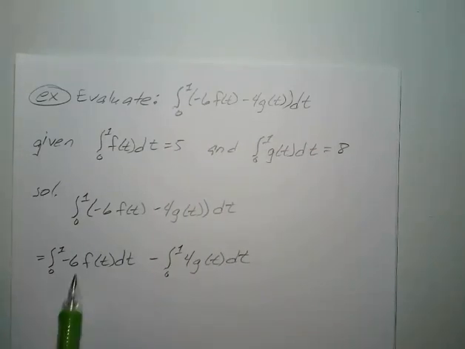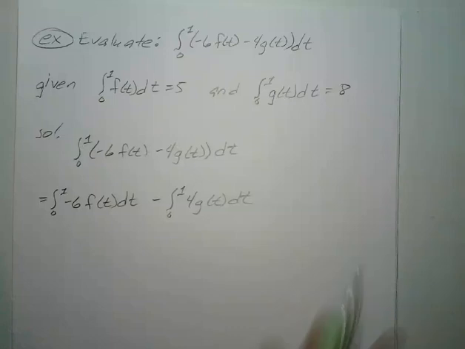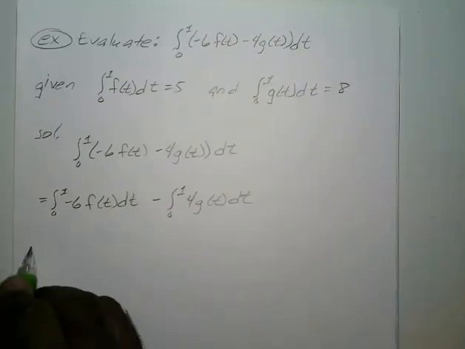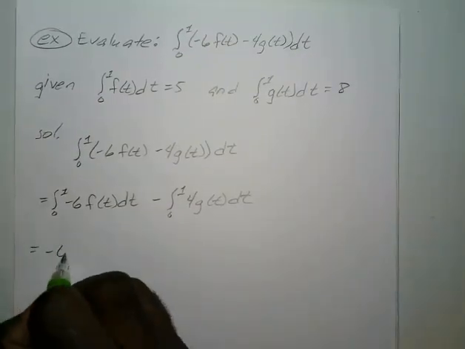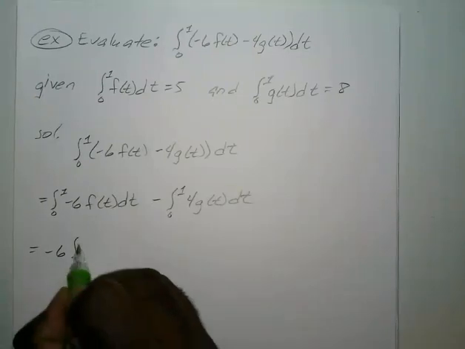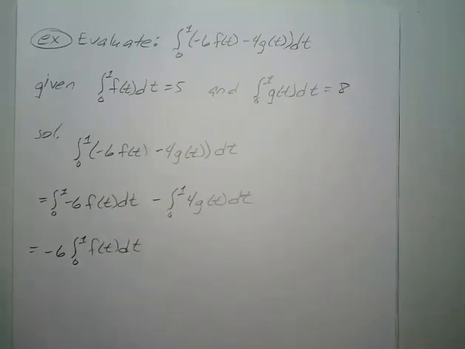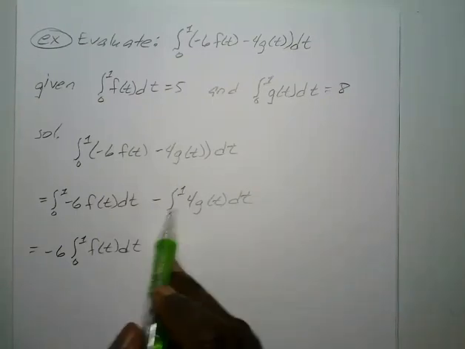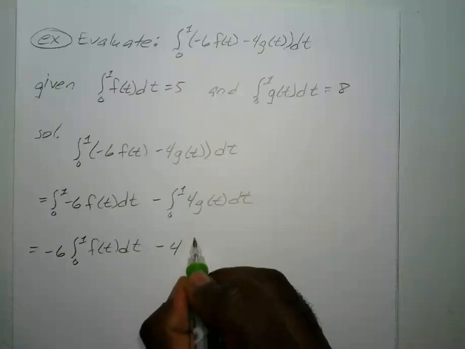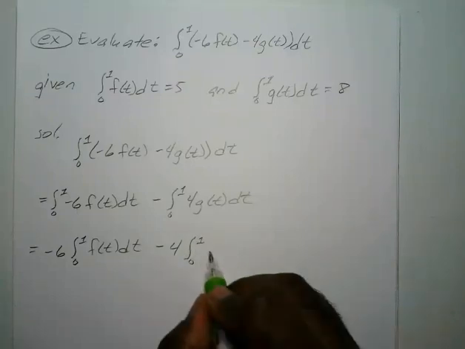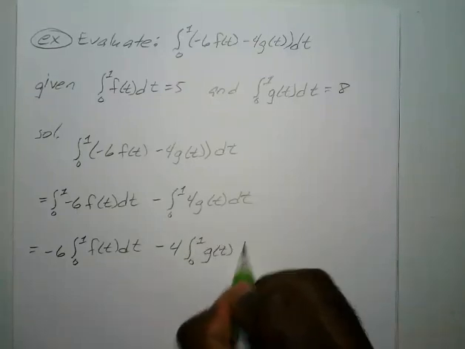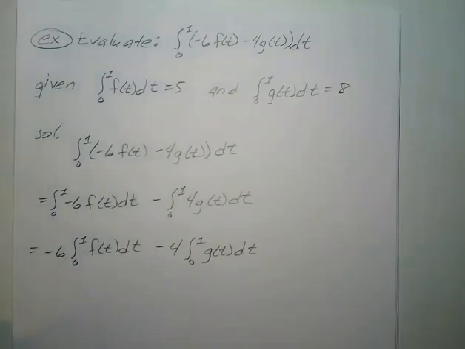Okay, so now we have a constant in front of our functions, so we can get those constants and just pull them right out to the front. So that's going to equal negative 6 times the integral from 0 to 1 of f of t with respect to t, minus, we're going to bring that 4 out to the front, times the integral from 0 to 1 of g of t with respect to t.